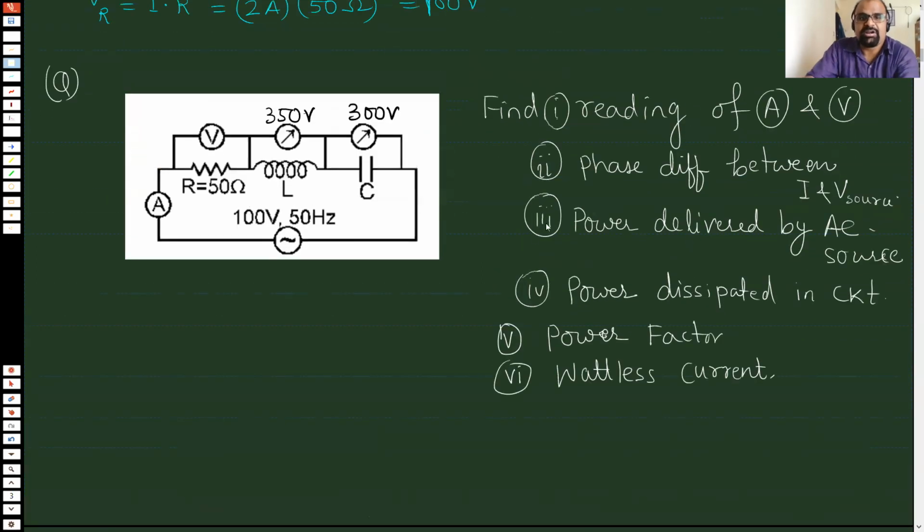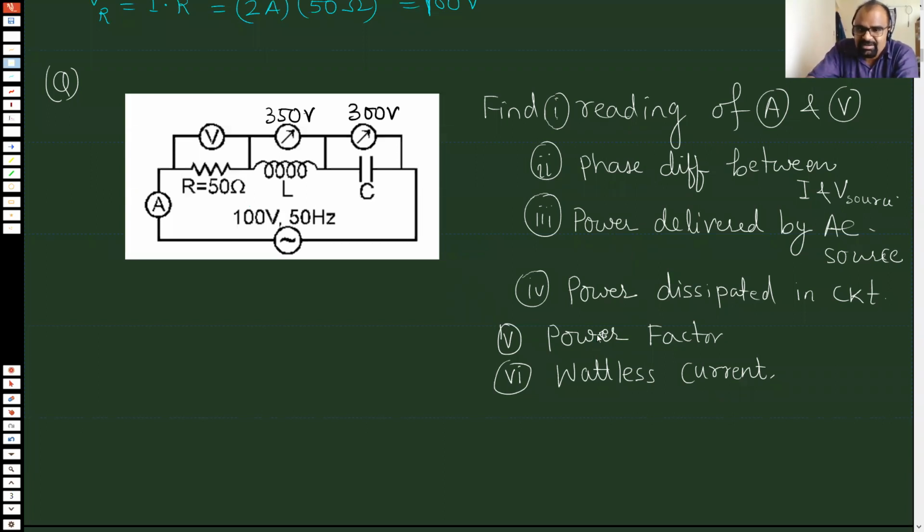Okay, let me solve it now. We have found this current, we have found this voltage also. Now we have to find the power delivered by the AC source and the power dissipated in the circuit. Earlier we established that these two answers will actually be the same. However, we will not take it for granted. We will find these two individually using 2 different formulas.